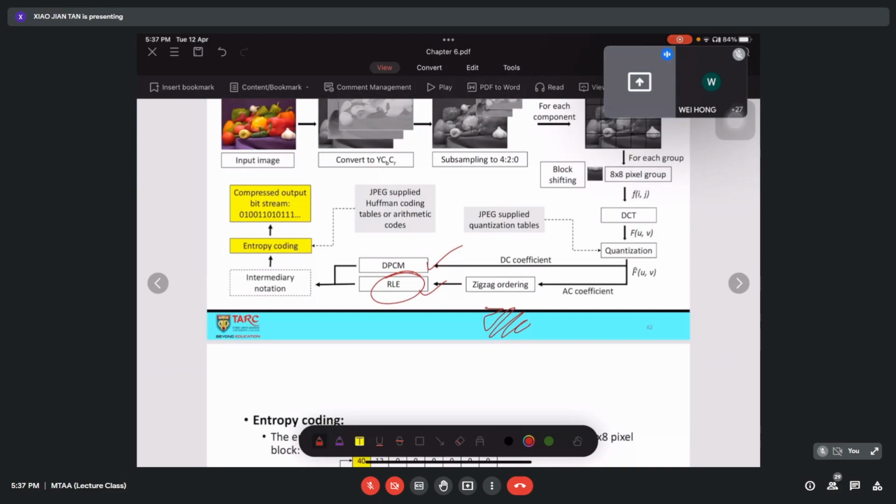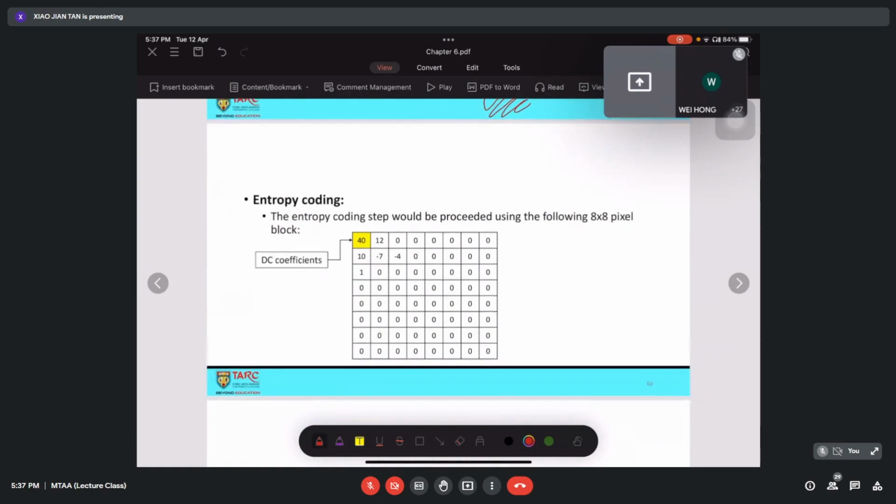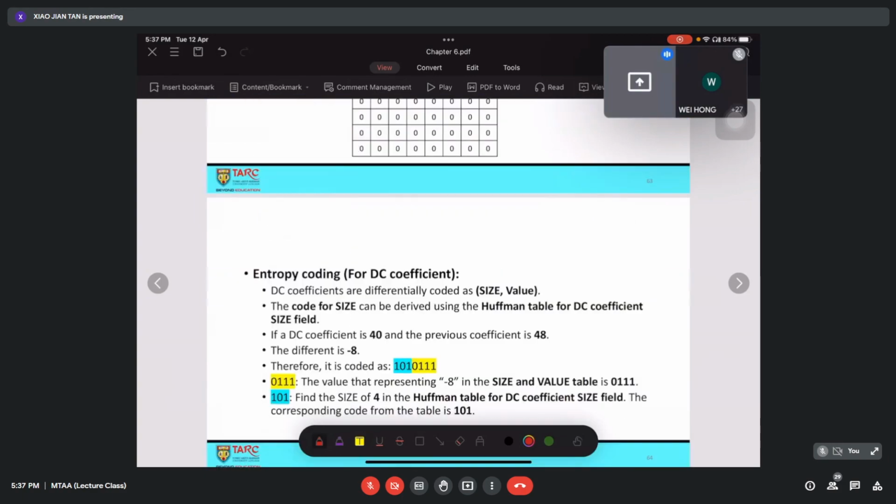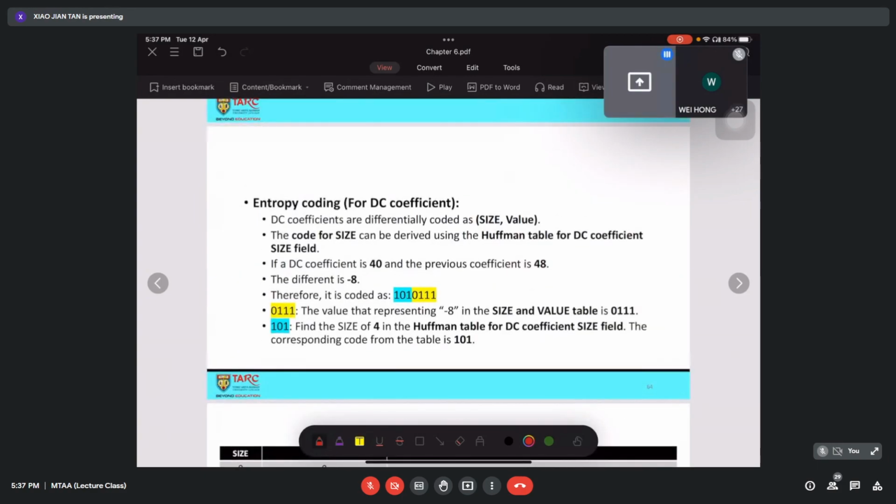Okay, so after that, both of these join together to form the entropy coding. The entropy coding step proceeds using the 8x8 pixel block. In entropy coding, I did not really give you the full table of the Huffman coding, but again, Huffman coding is only part of it, and Huffman is usually used.